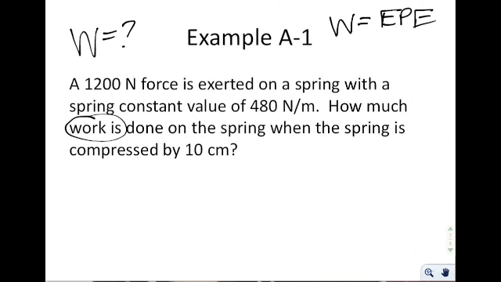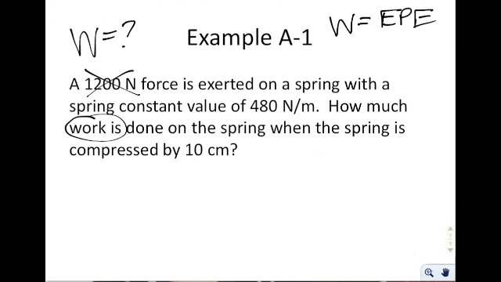So it's going to have zero potential to begin with, and whatever work you do on the spring, it's going to equal the elastic potential. A lot of the reason for this is that this can get kind of confusing for some people. They say, well, I'm supposed to take the force and multiply it by the distance. And that's not the case in this particular example. The force is irrelevant information.